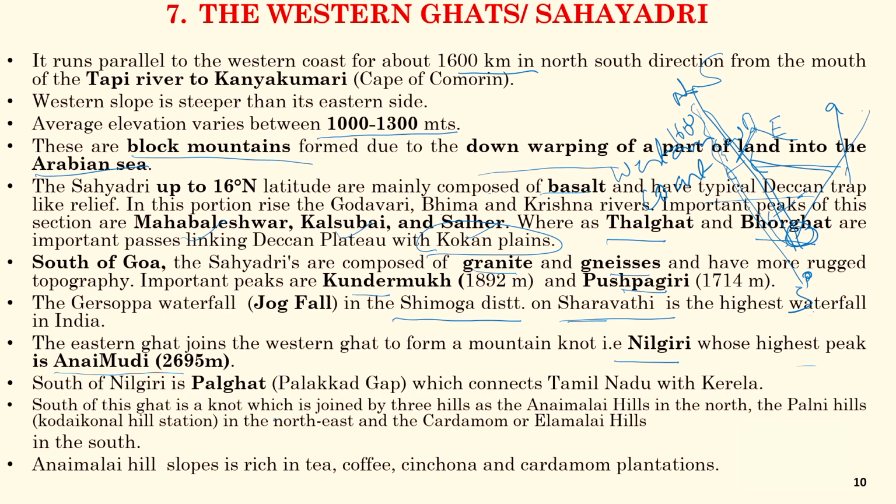South of this ghat are three hills: Anaimalai Hills in the north direction, Palni Hills in the northeast direction, and Cardamom Hills in the south direction, which is also known as Elamalai Hills. Anaimalai Hills slope is rich in tea, coffee, cinchona, cardamom plantations.